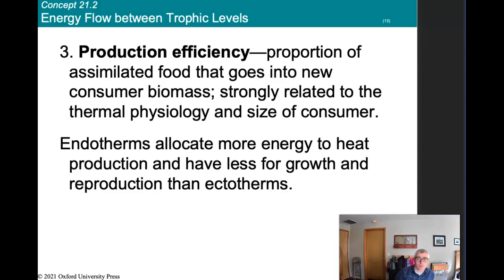And there's production efficiency, the proportion of assimilated food that goes into new consumer biomass, strongly related to the thermal physiology and size of the consumers. Endotherms allocate more energy to heat production and have less for growth and reproduction compared to ectotherms, meaning endotherms are generating heat, which is burning energy. If we're putting a lot of energy into generating heat, we're burning off that energy, which means we have less energy left for growth and reproduction.